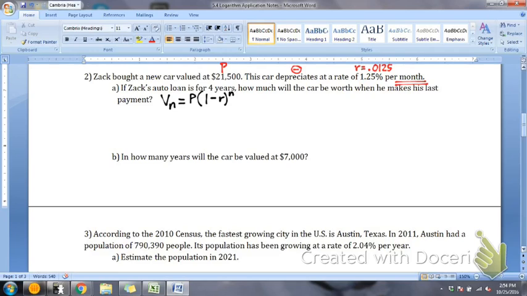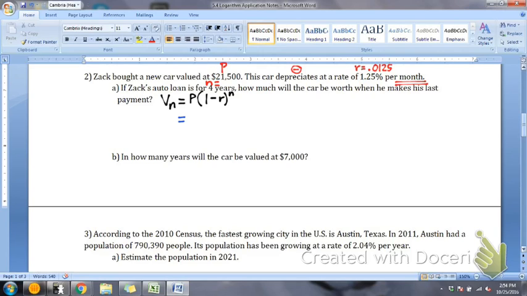Okay, so if Zach's auto loan is for 4 years, how much will the car be worth when he makes his last payment? So this would be like a real life example. You buy a car for X amount of dollars, and how much is it going to be worth when you finish paying it off? Definitely not as much as you thought it would be. Okay, so we are trying to find our new value.